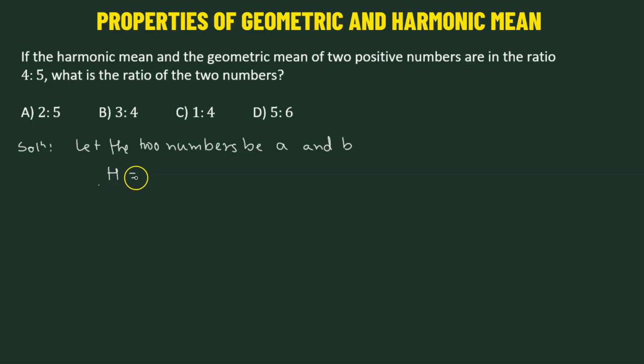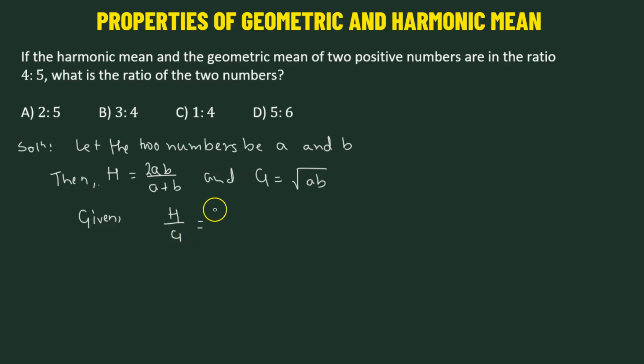Let's define the harmonic mean. So the harmonic mean of the two numbers is 2 times AB divided by A plus B. So this is known. And the geometric mean is given by G equals square root of A times B. Now it's given in the problem that the ratio of the harmonic mean to that of the geometric mean is 4/5. We will substitute the value.